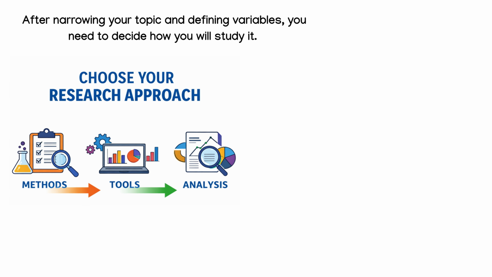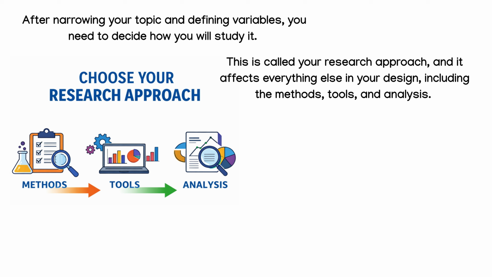Decide the best way to approach your study. After narrowing your topic and defining variables, you need to decide how you will study it. This is called your research approach, and it affects everything else in your design, including the methods, tools, and analysis. There are three main approaches.